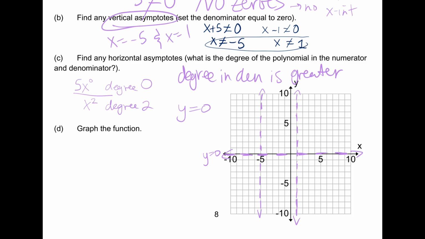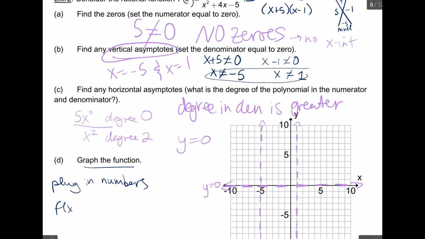So we have our asymptotes. We know that our line is not going to touch the x-axis at all because we have an asymptote there. How do I decide where the swoops are, where my lines are? Well, we're trying to graph, so we're going to plug in some numbers. What would be an easy number to plug in? 0. Let's plug in 0.